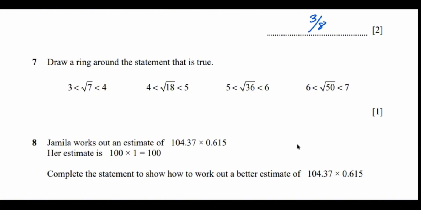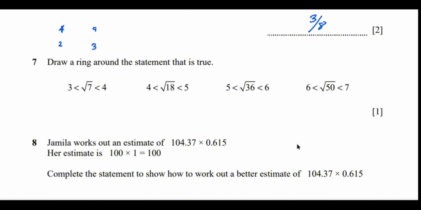Okay, so we have inequality. We are asked to circle the ones that are right, or the statements that are true, and leave the ones that are not true without circling them. So now we need a little knowledge of square roots. We know that square root of 7 is going to be between 2 and 3. Why? Because the square of 2 will give you 4, and the square of 3 will give you 9. So you can see that 7 is between 4 and 9. So square root of 7 is going to be between 2 and 3. So this one is wrong.